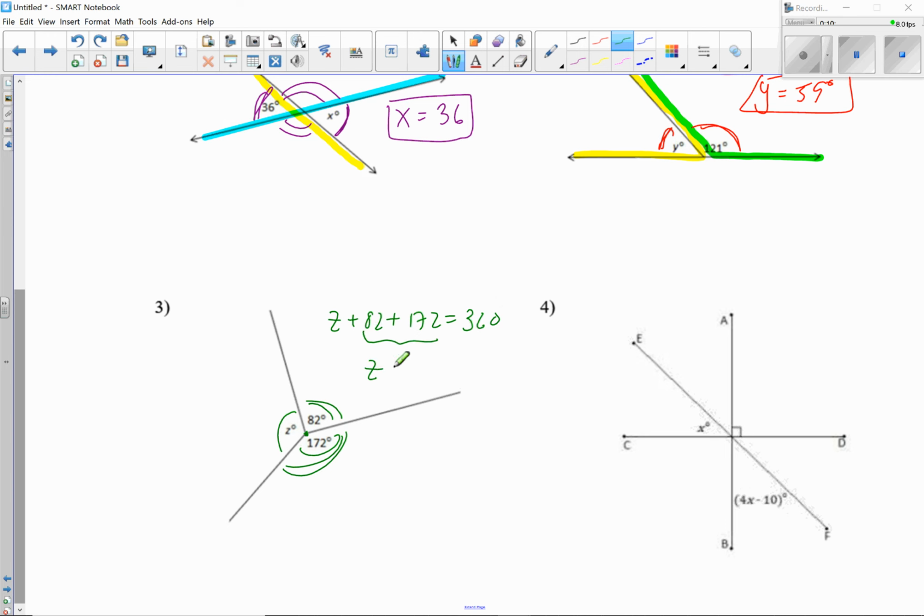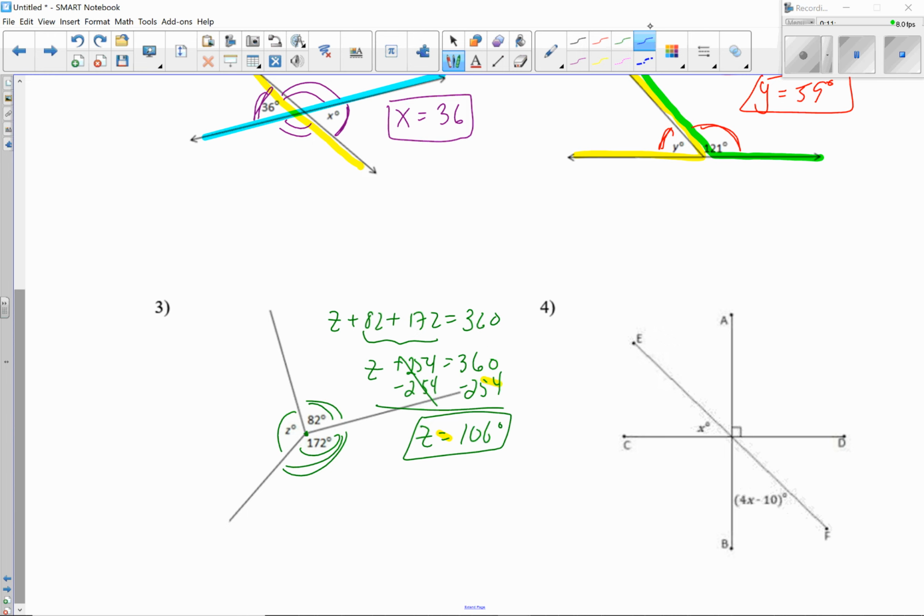So I can make my life a little easier. Add these together. So Z plus 254 has to equal 360. If I subtract the 254 from both sides, that's going to get me Z equals 106 degrees. So if I just create a little equation there, it makes it easier to solve.